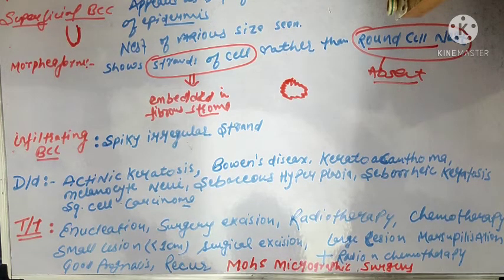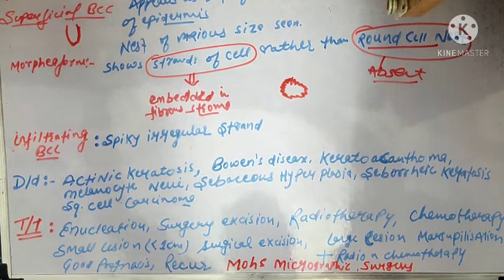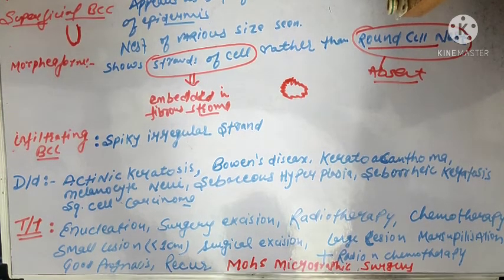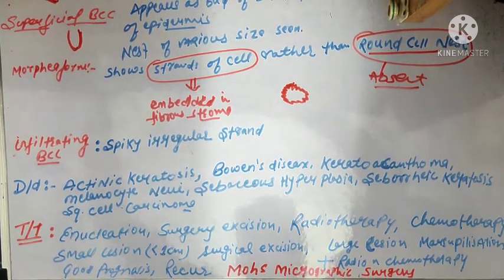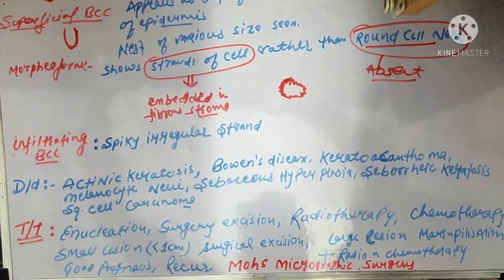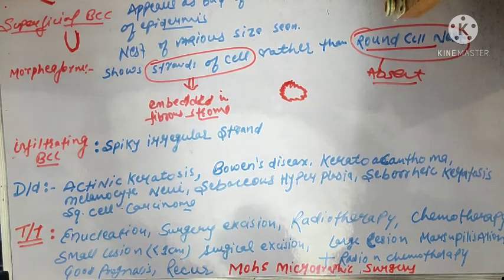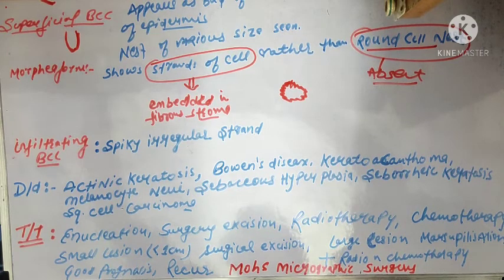So the tumors recur and invade. If there is recurrence, then we will use Mohs micrographic surgery, one of the most important surgeries, in which we go again, select the tumor cells, and then cut the whole area. That is surgical excision.